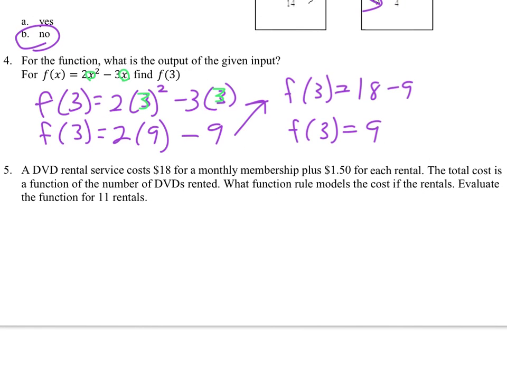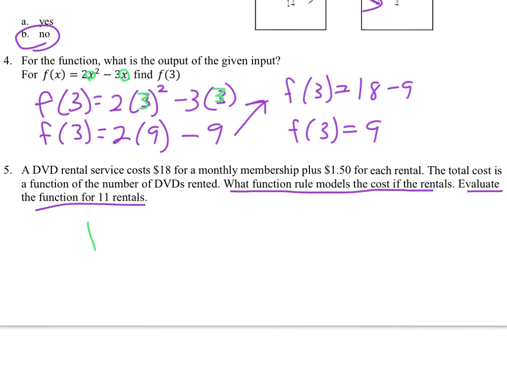For number 5, we're given the situation about a DVD rental service, costs $18 for monthly membership plus $1.50 for each rental. Total cost is a function of the number of DVDs rented. They want a function rule that models the cost of the rentals, and then they want us to evaluate the function for 11 rentals. Remember, this is really a two-part problem. We need the function rule, and then we have to evaluate it for 11 rentals.